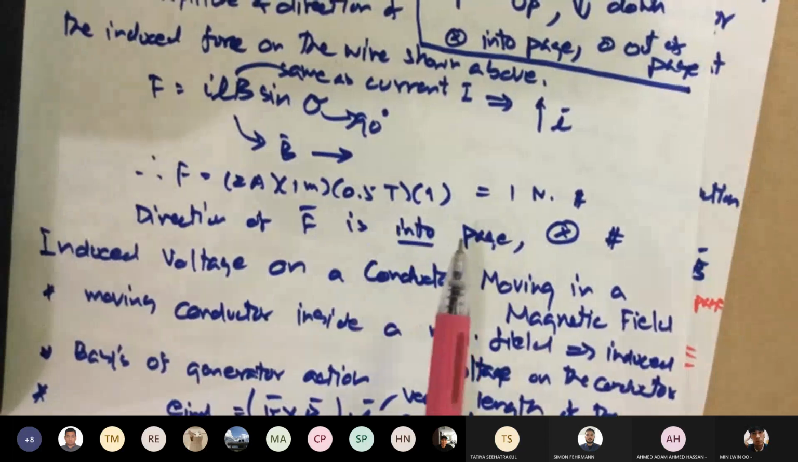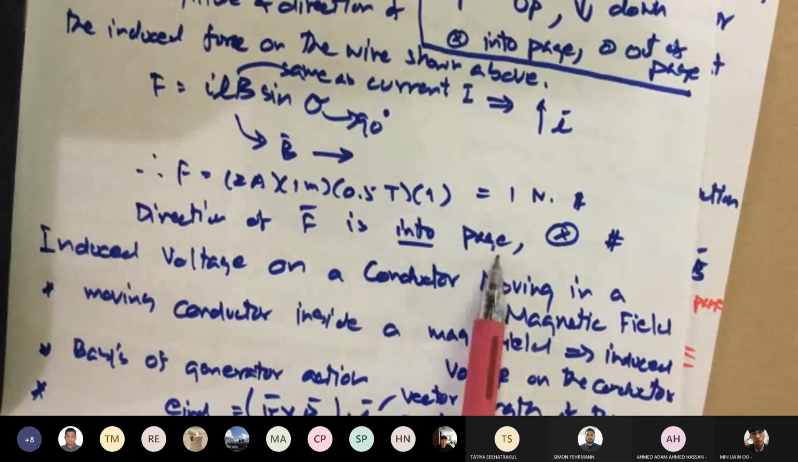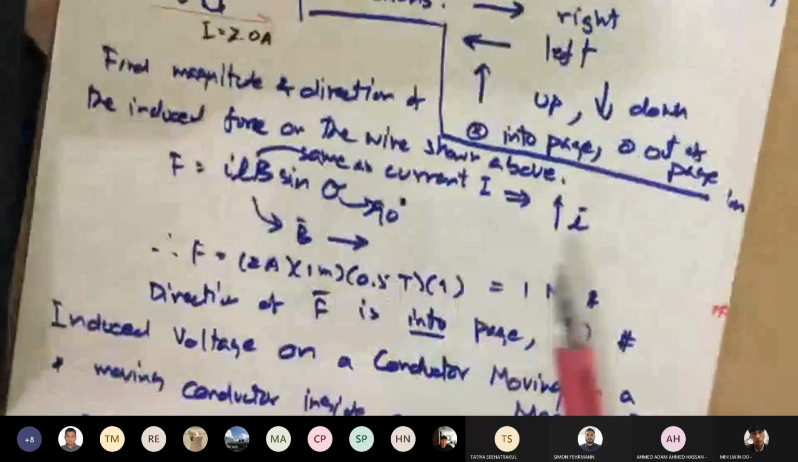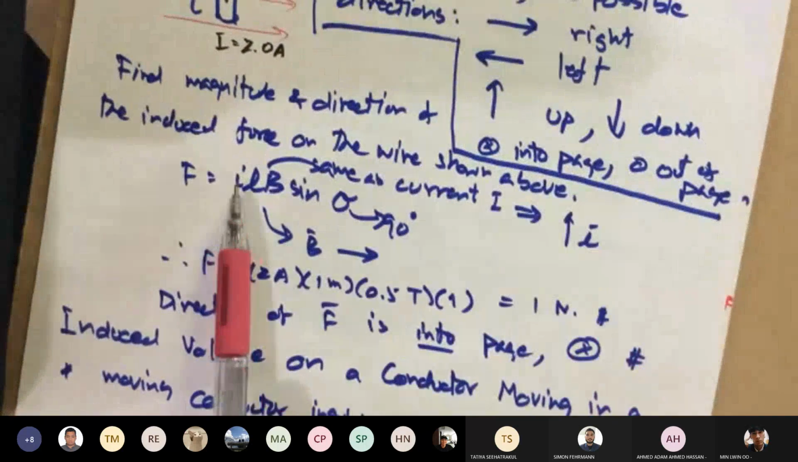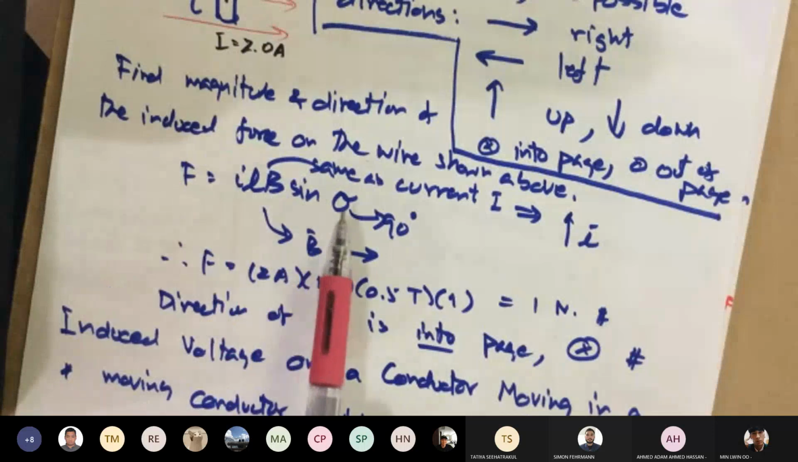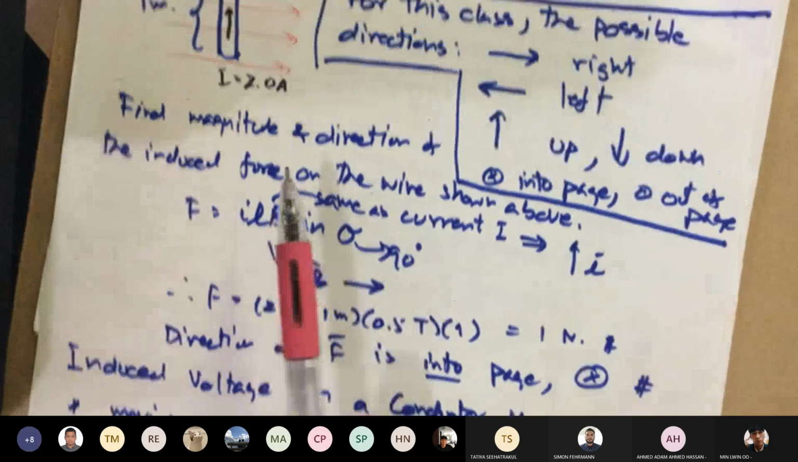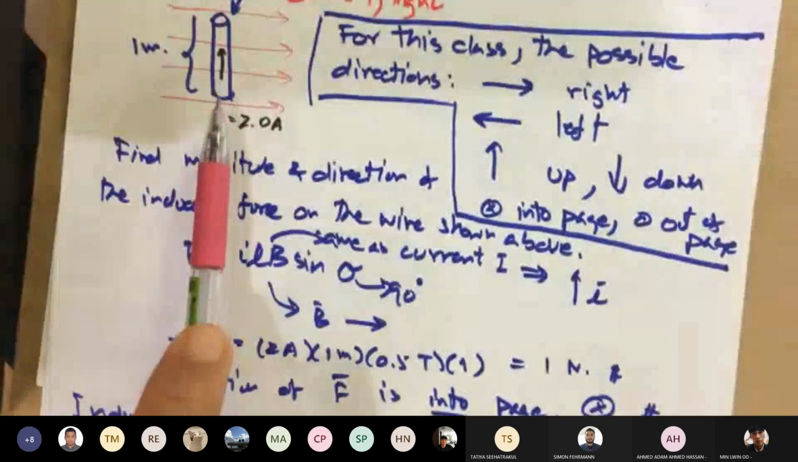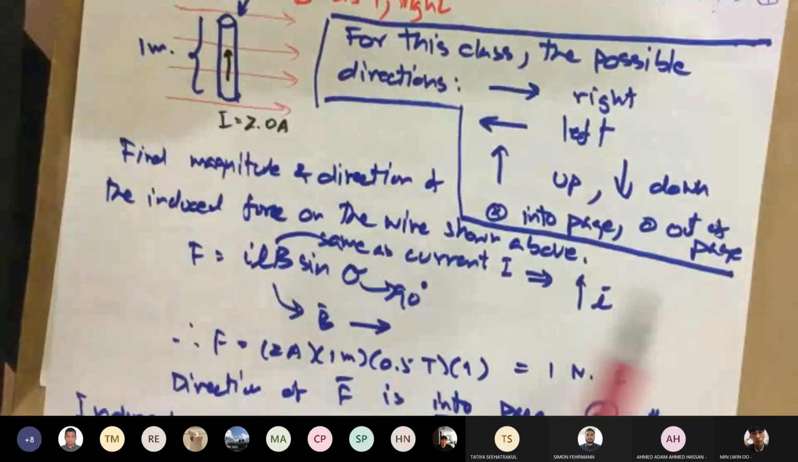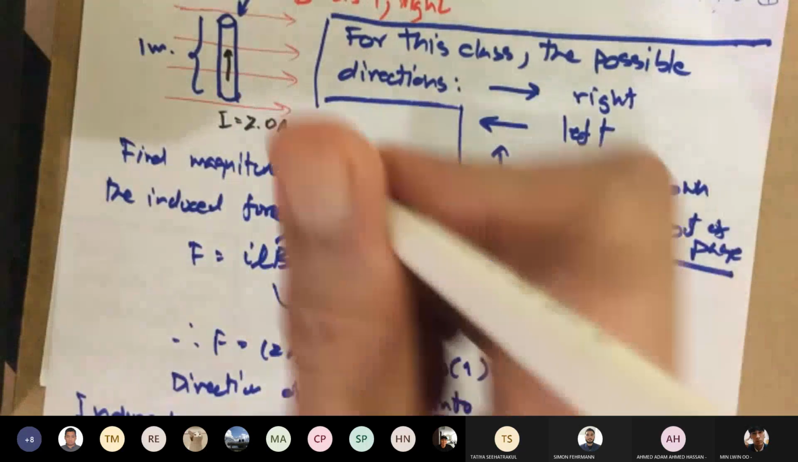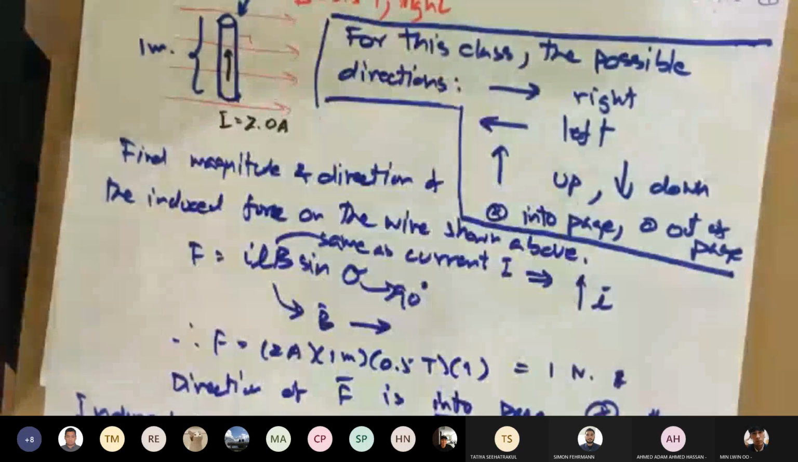Right-hand rule of the cross product of two vectors. The magnitude is going to be ILB sine theta. And remember, theta is the angle between vector L and vector B. In this case, vector L is upward, vector B is right, so the angle is 90 degrees. You can put this in if you want, 90 degrees.